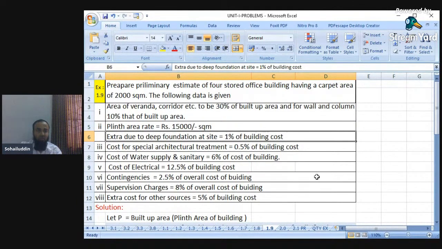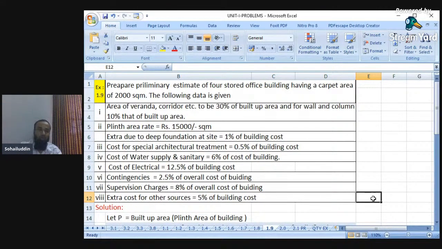Next, the cost of water supply and sanitary has been taken as 6% of cost of building. Next is cost of electrification, taken as 12.5% of building cost. Next is contingencies, overall cost, taken as 2.5%. Supervision charges, engineer's profit, taken as 8%. And lastly, as usual, extra cost for other sources is mentioned in the last, but it is included in cost of building, that is 5% of the cost of building.